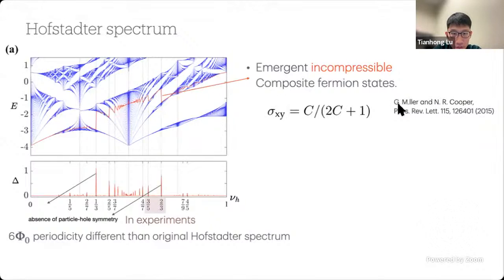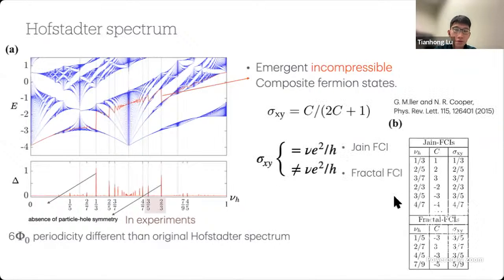So there are two types of fractional Chern insulators. We define them by the relationship between the Hall conductance and the filling fraction. For Chern FCI, the Hall conductance is the same as the filling fraction times a unit. For fractal FCI, the Hall conductance is different from the filling fraction times a unit.